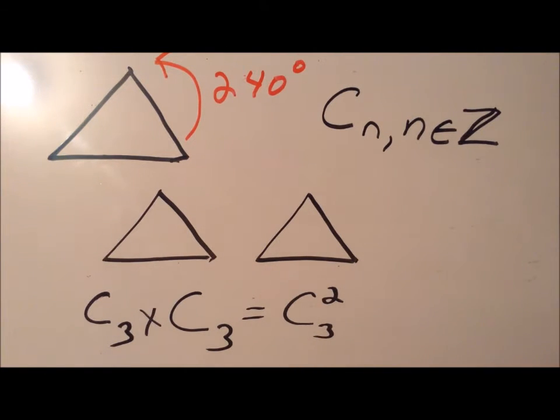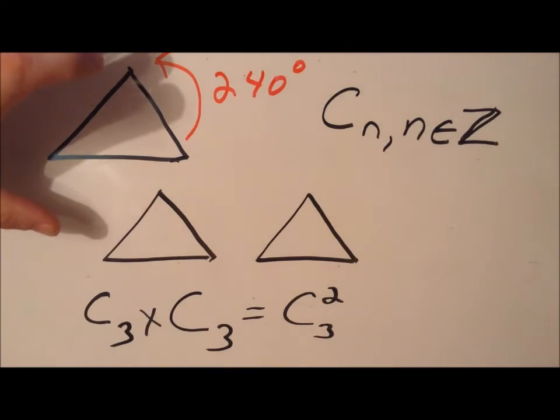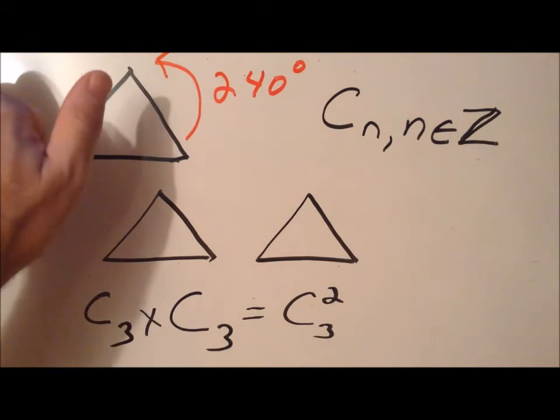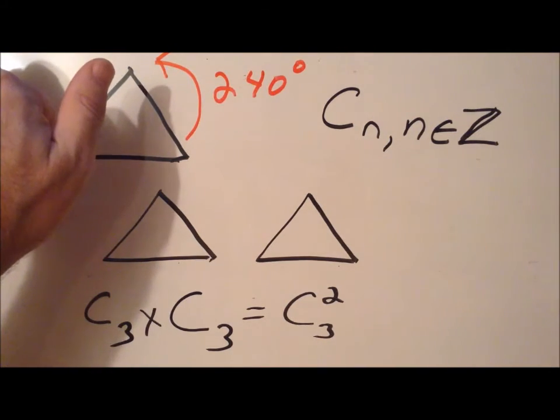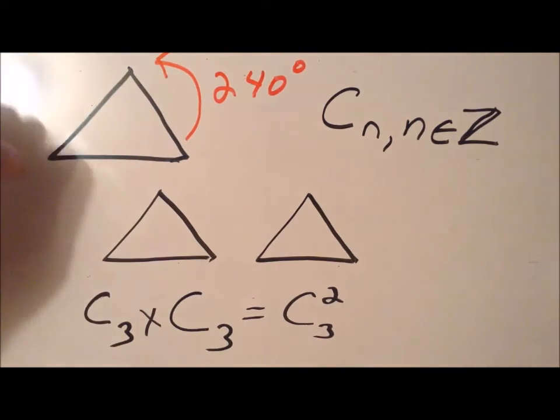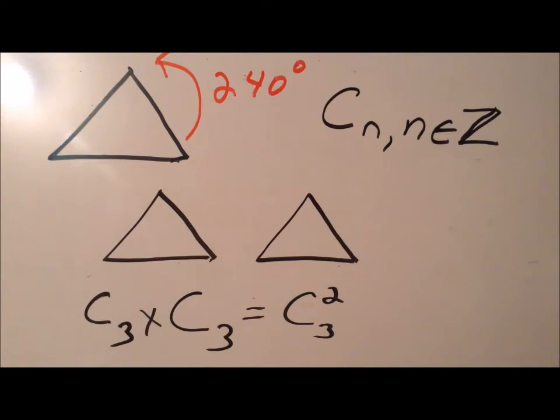In summary, we've seen two symmetry operations for the equilateral triangle. We see that it has C3, and it also has C3 squared. We can also think of it intuitively as taking our triangle, moving it a third of a turn with one C3, and a second turn to the left by another 120 degrees.